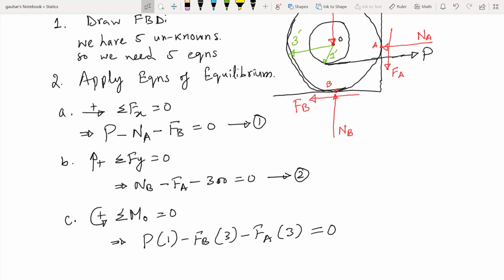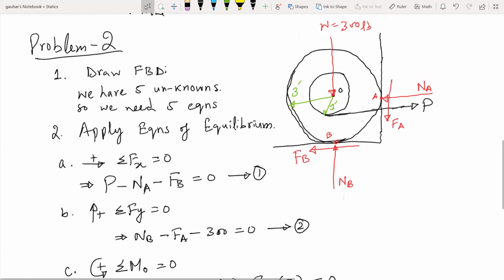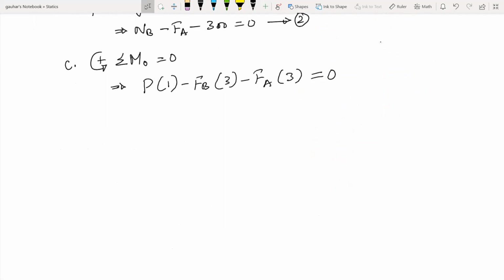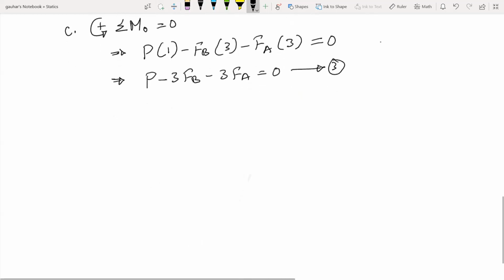And NA doesn't give any moment because it's passing through point O, and NB also doesn't have any moment because it is also passing through point O. So only the P, the applied force, the FB and FA are giving the moment at point O. W is also not giving moment at point O because this is also passing through point O. Okay, so if you just simplify a little bit, we get P minus 3FB minus 3FA equals to 0. Let's call it equation 3 because, again, these are unknown.